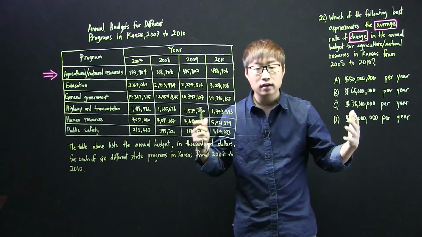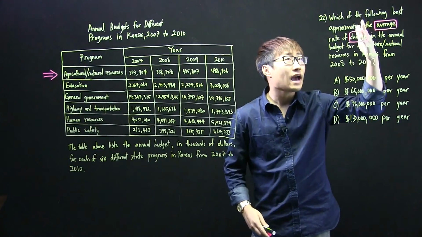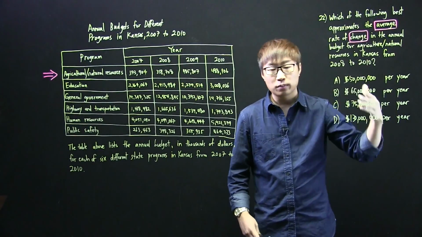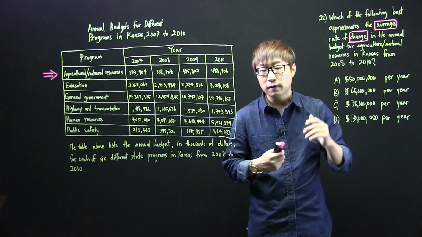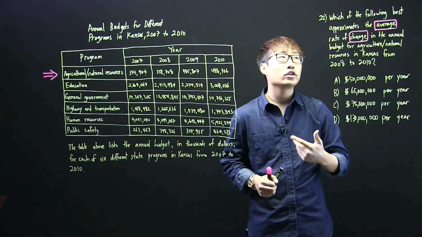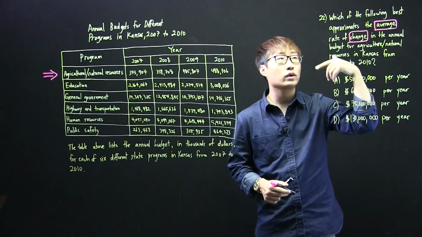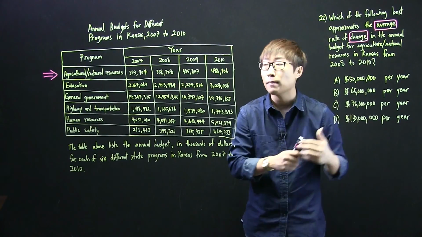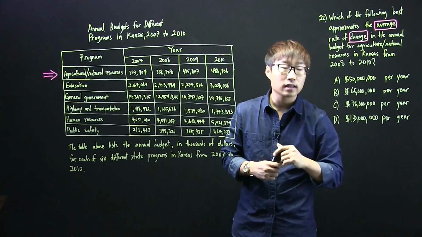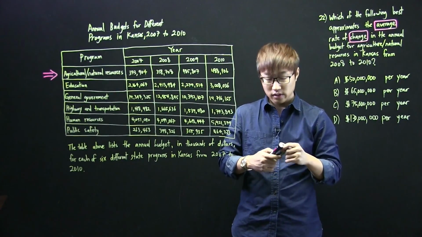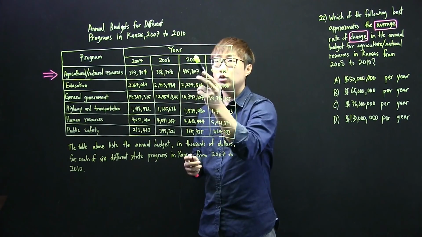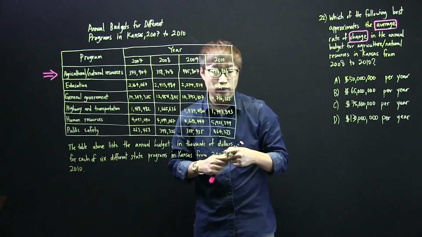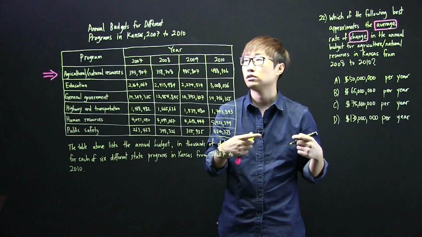So a lot of people get confused with the term, the average rate of change in the annual budget. It sounds super complicated, but focus on the words you already know. You know what average means, and you know what change means. So let's just focus on that and see what we can do from that point, right? So let's first go ahead and look at the change, right? So 2008 to 2009 for agriculture and natural resources, let's look at the change, right?